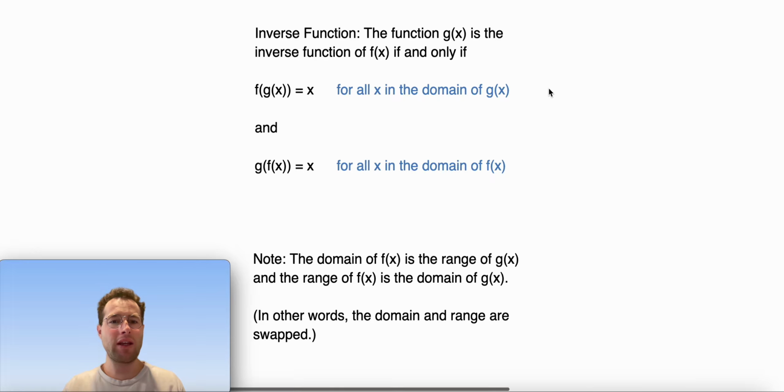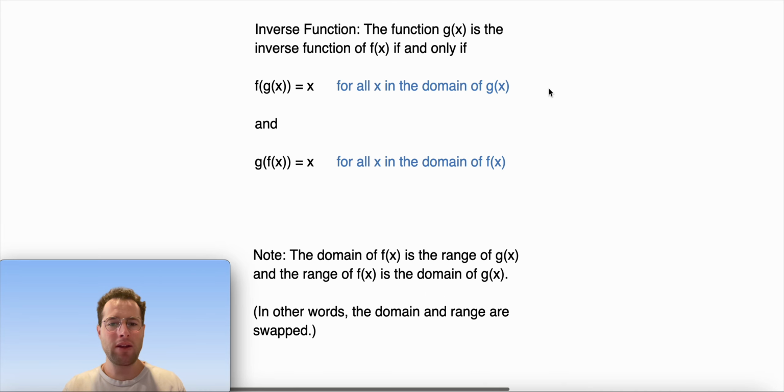So we can also say that the function g of x is the inverse function of f of x if, when we compose f of x and g of x, we get x, and when we compose g of x and f of x, we get the output x. We can note here that the domain of f of x is going to be the range of g of x, and the range of f of x is the domain of g of x. Or in other words, the domain and range are just swapped.